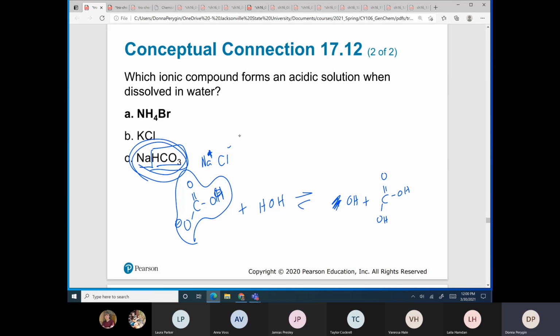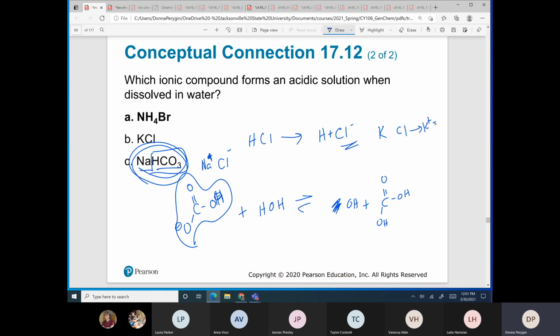KCl is a salt where if you think of HCl and you put that in water, that's going to completely dissociate because it's a strong acid. So the chloride is a conjugate base of a strong acid. So if you use KCl, that's going to completely dissociate in water, so you're not going to get any acidic or basic solution.